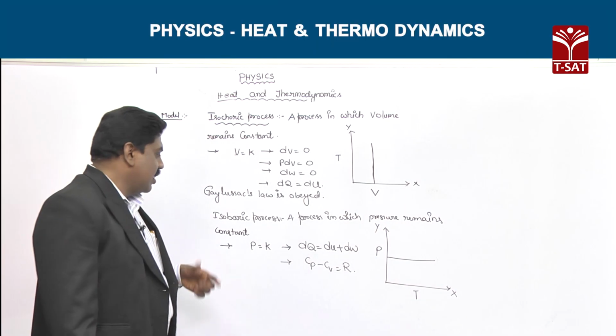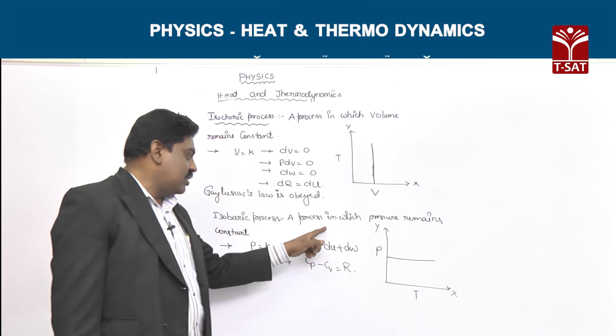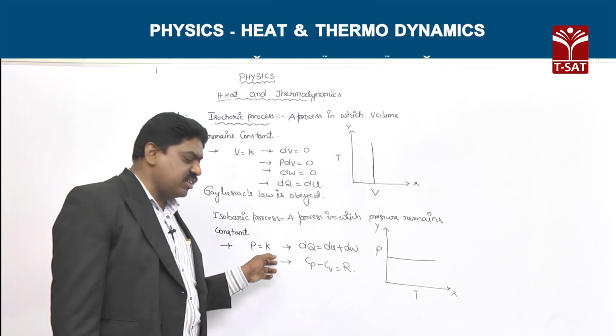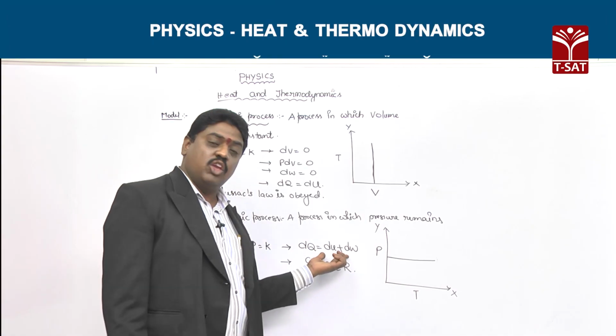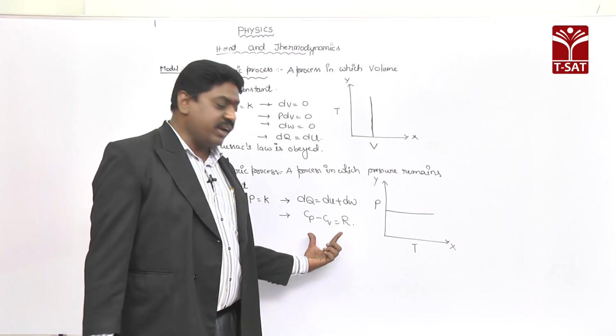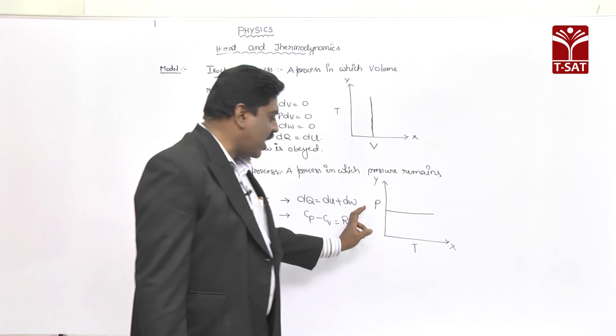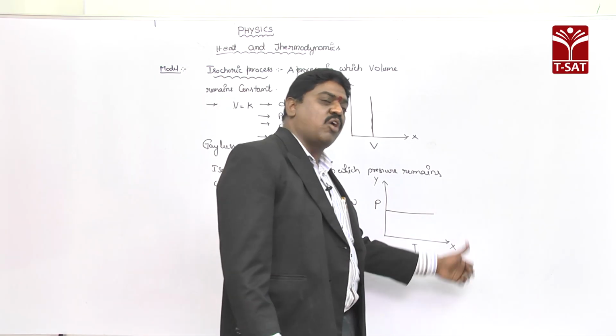In the graph we have a straight line which represents volume remaining constant. Now, in the case of the isobaric process, the pressure remains constant. As pressure is remaining constant, we have dQ equals dU plus dW, and we can use Cp minus Cv equals R. Pressure is constant in the graph.